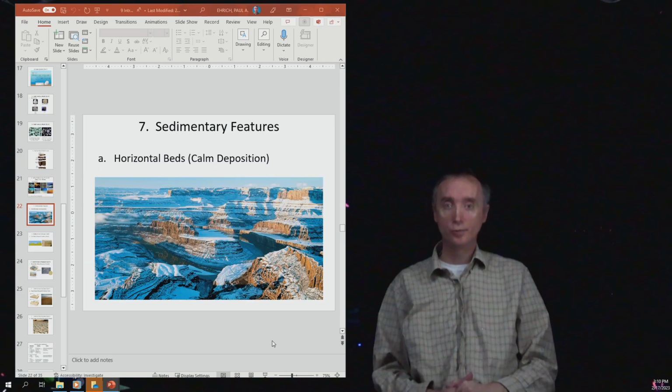Okay, let's take a break, and when we come back, let's talk about the kinds of features that can be made by sedimentary rocks.